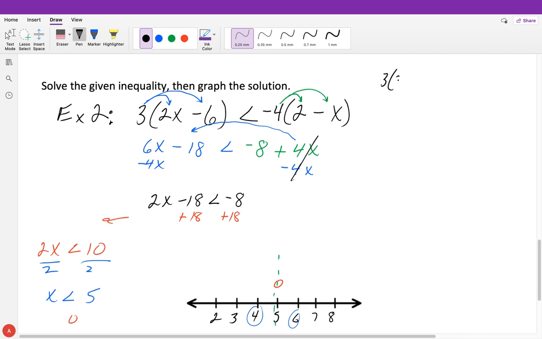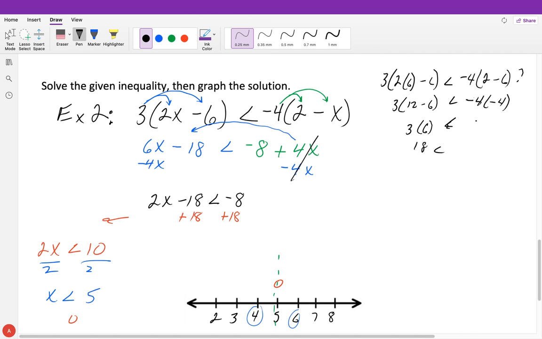So 3 times 2 times 6 minus 6, is this less than negative 4 times 2 minus 6? All right, so now I'm going to ask the question. So 2 times 6 is 12. So 3 times 12 minus 6. Well, 12 minus 6 is 6. So 3 times 6 is equal to 18. And I'm asking, is this less than? So 2 minus 6 is negative 4. So negative 4 times negative 4 is equal to positive 16. And 18 is not less than 16. So that is not a solution. So we know that that side does not work.